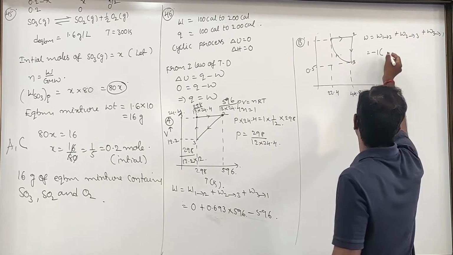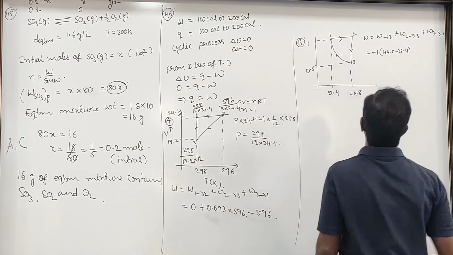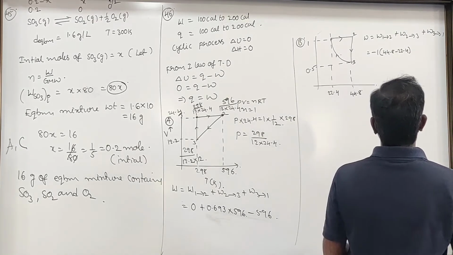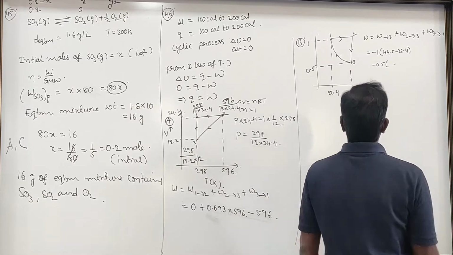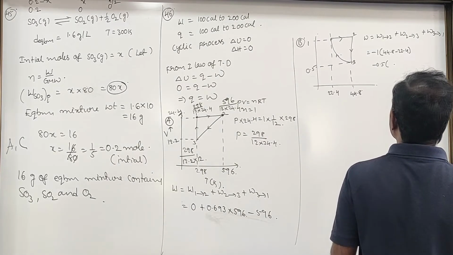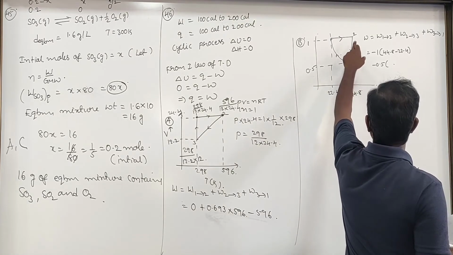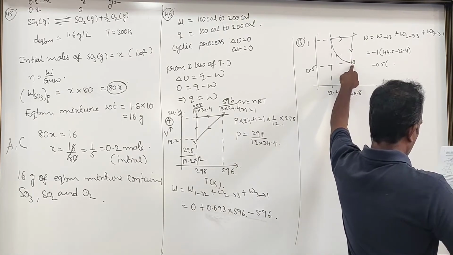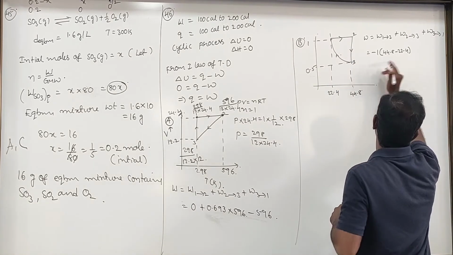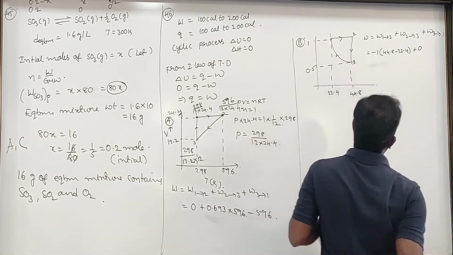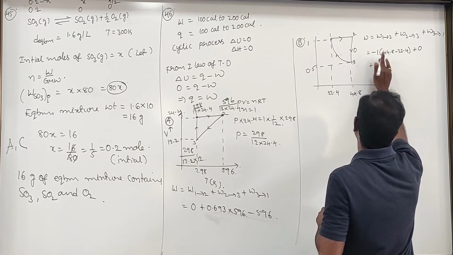V2 minus V1, 44.8 minus 22.4. Then 2 to 3, minus 0.5 into... which type of process is this? Pressure is going to be changed, but volume is fixed, therefore this is going to be an isochoric process, so work done is 0. This process is 0 because it is isochoric. Plus work done 3 to 1.